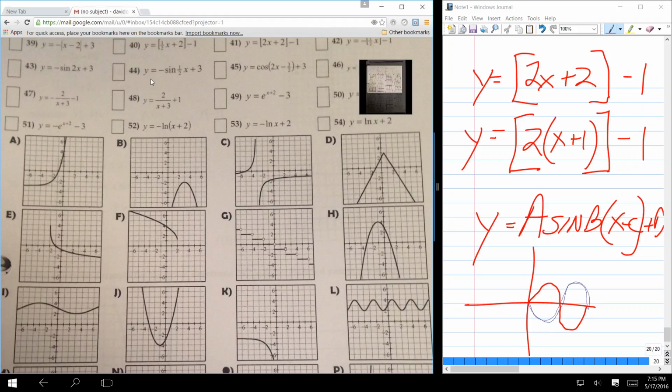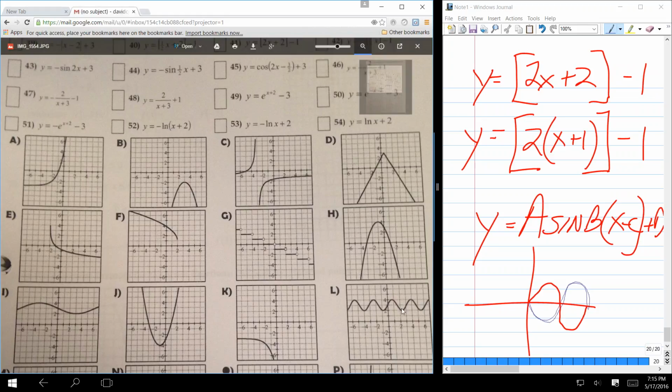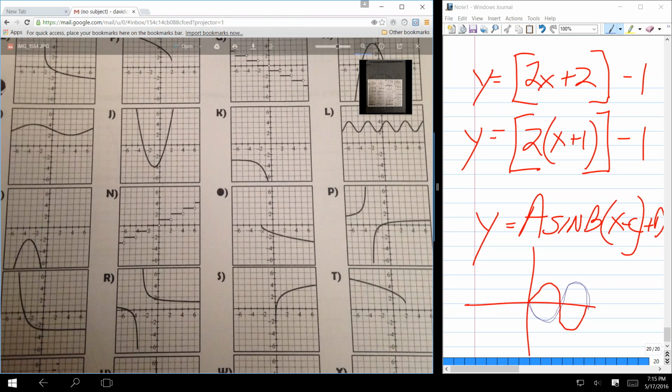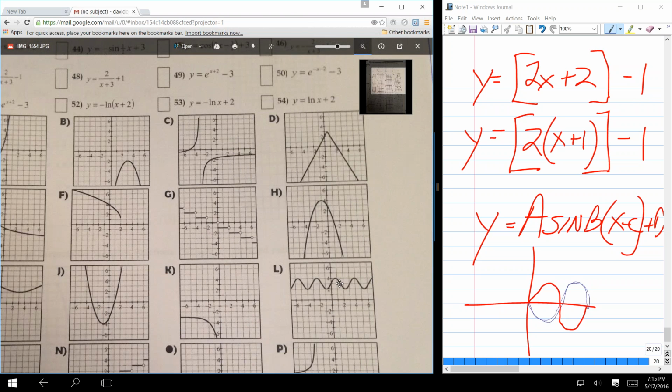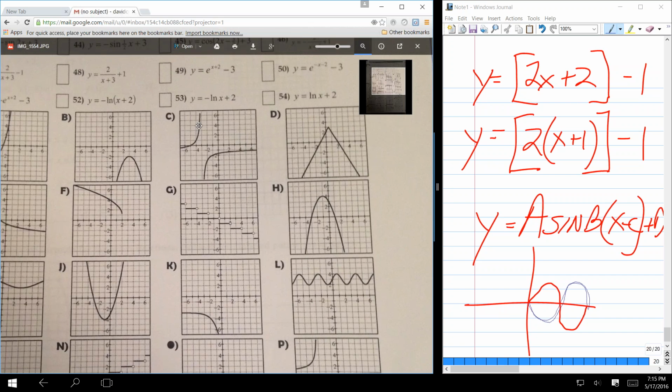Now, 44 looks very similar, and in fact is exactly the same except for one thing. What is the one thing different? It's half, not 2. Is it compressed or stretched? Stretch. So it's stretched over 43. So we're looking for something that looks just like X, only is I.